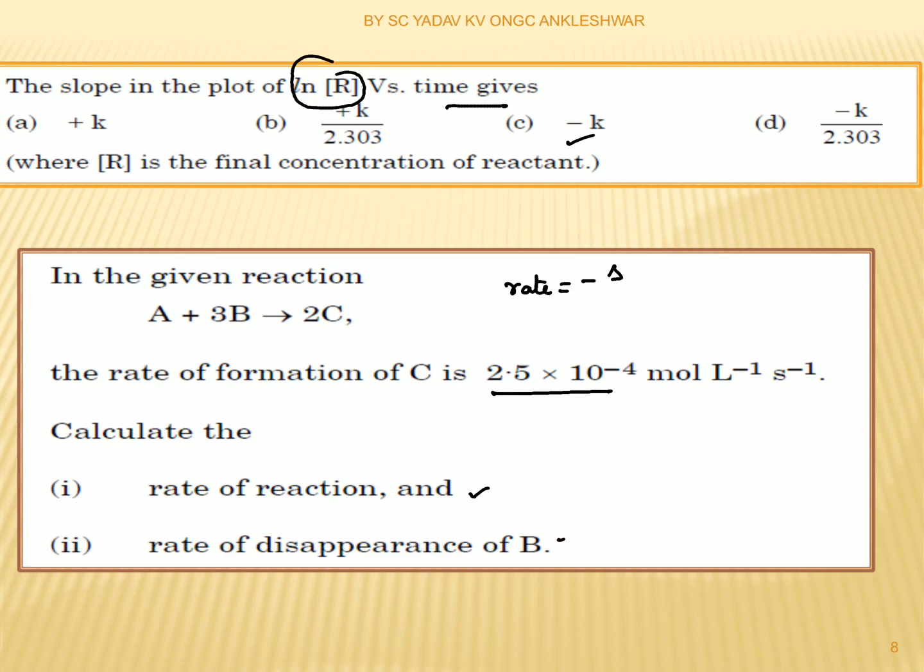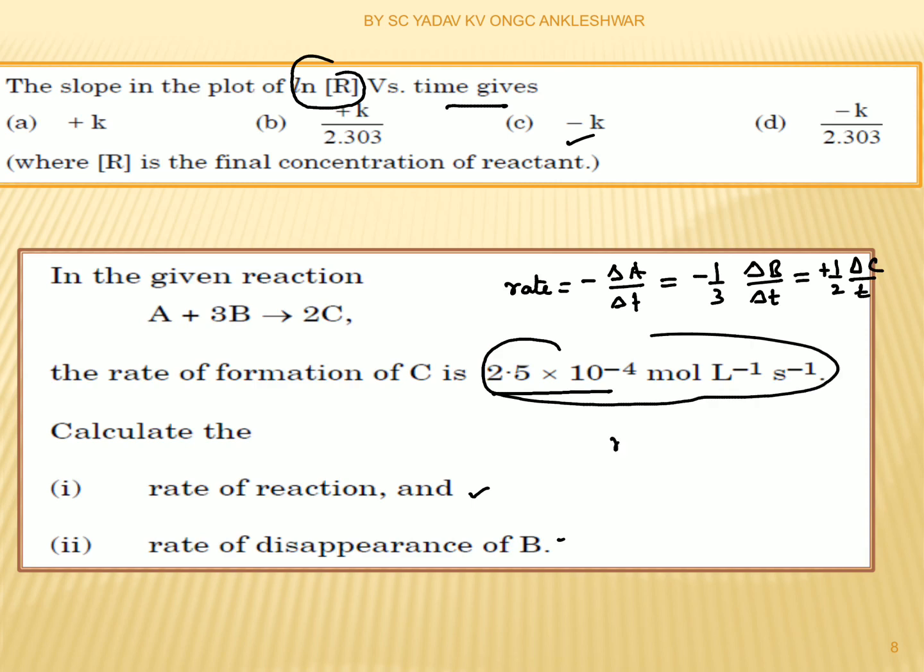You will write rate is equal to, in terms of reactant, minus change in concentration of A with time, is equal to minus 1 by 3 change in concentration of B with time, is equal to plus 1 by 2 change in concentration of C with time. Okay, so now from here, the rate of formation of C is given. So what will we do? You will write rate is equal to 1 by 2 change in concentration of C with time. Okay, you have to find the rate of reaction.